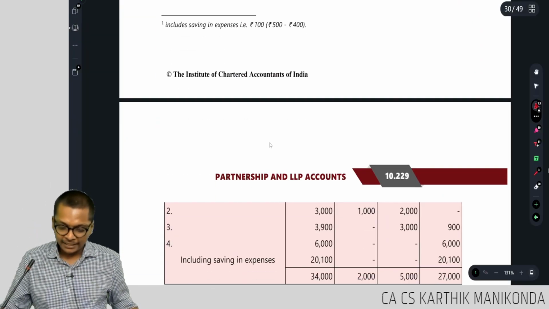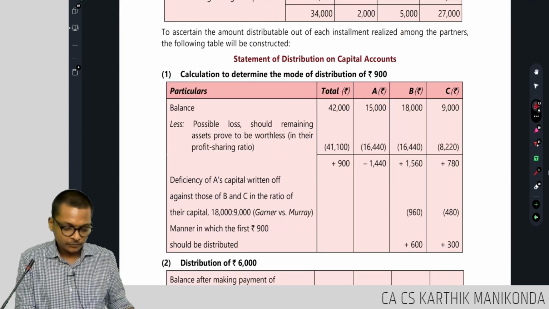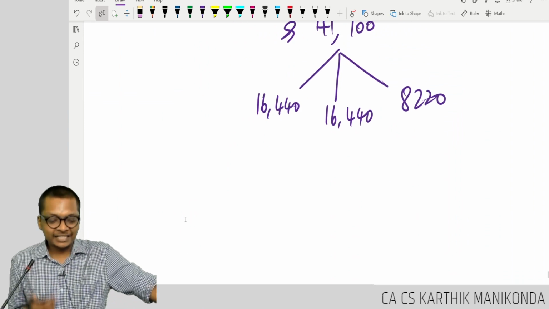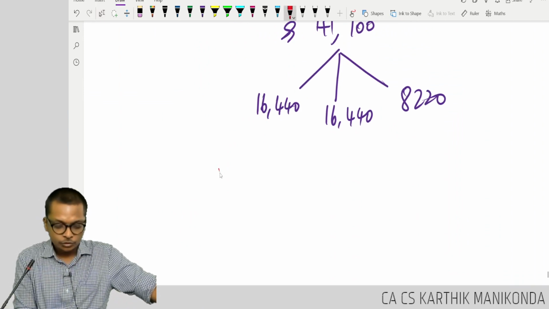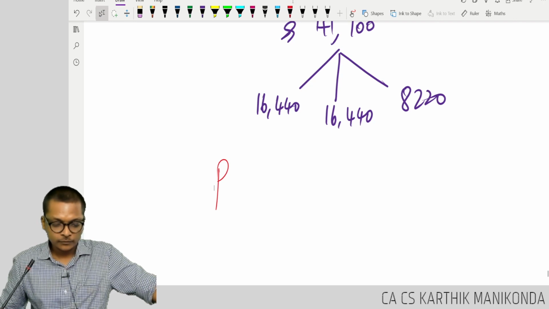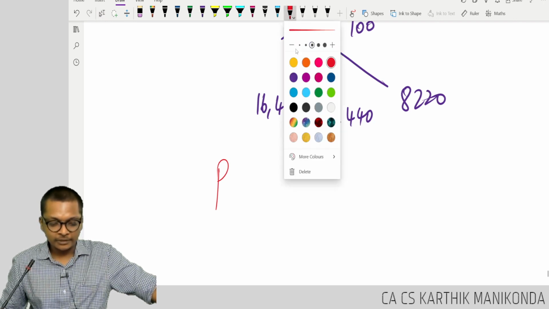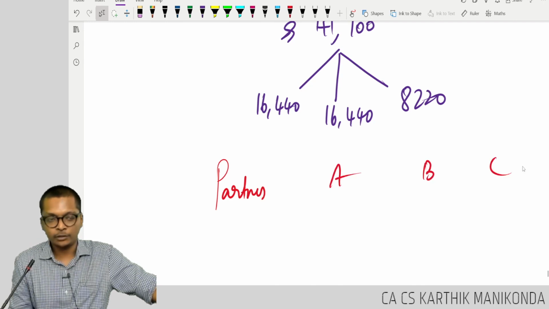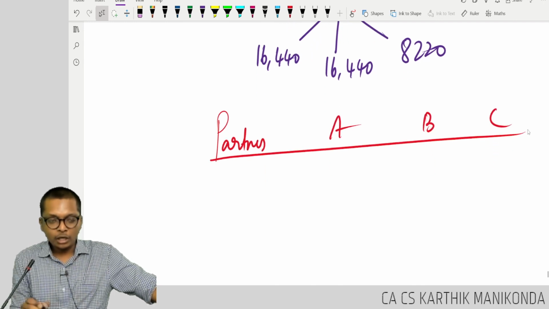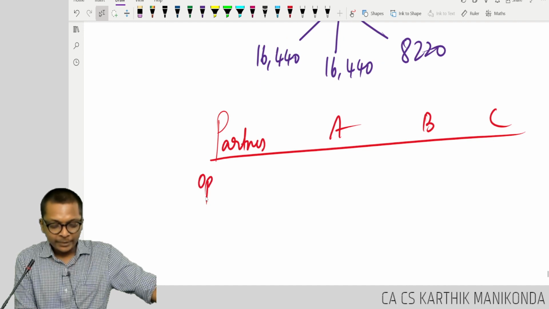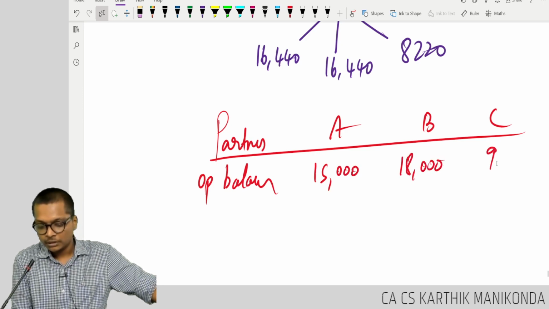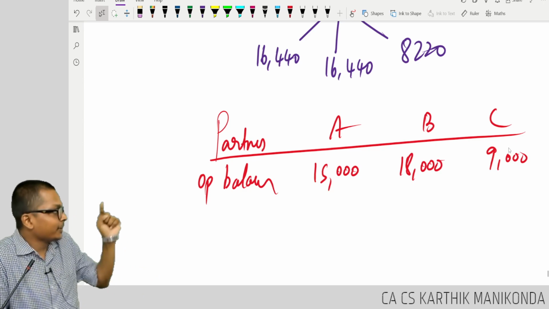8,220. That is my total loss. Okay. Now let me prepare the partners' rough capital account. So partners, if you understand working note 1, the next instalment will become easier. So I have partners A, B, C. Now follow very carefully. According to this, the opening balance of partners is how much, guys? 15,000, 18,000, 9,000. This is payable to them.